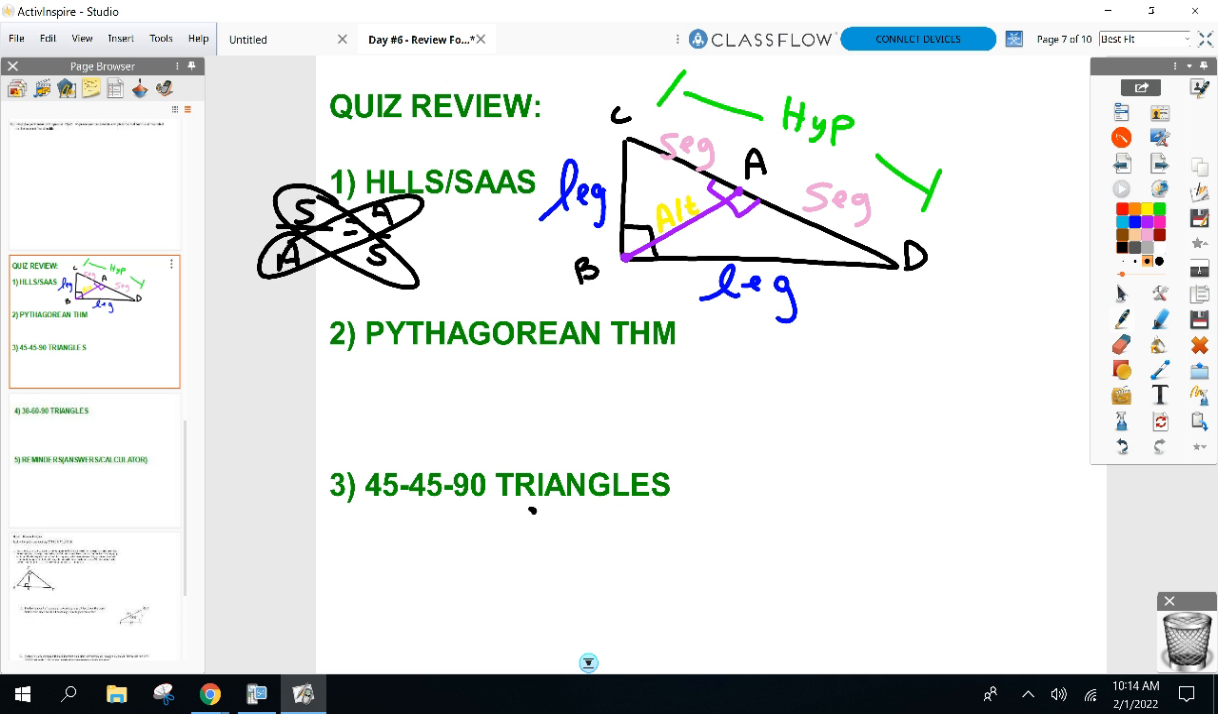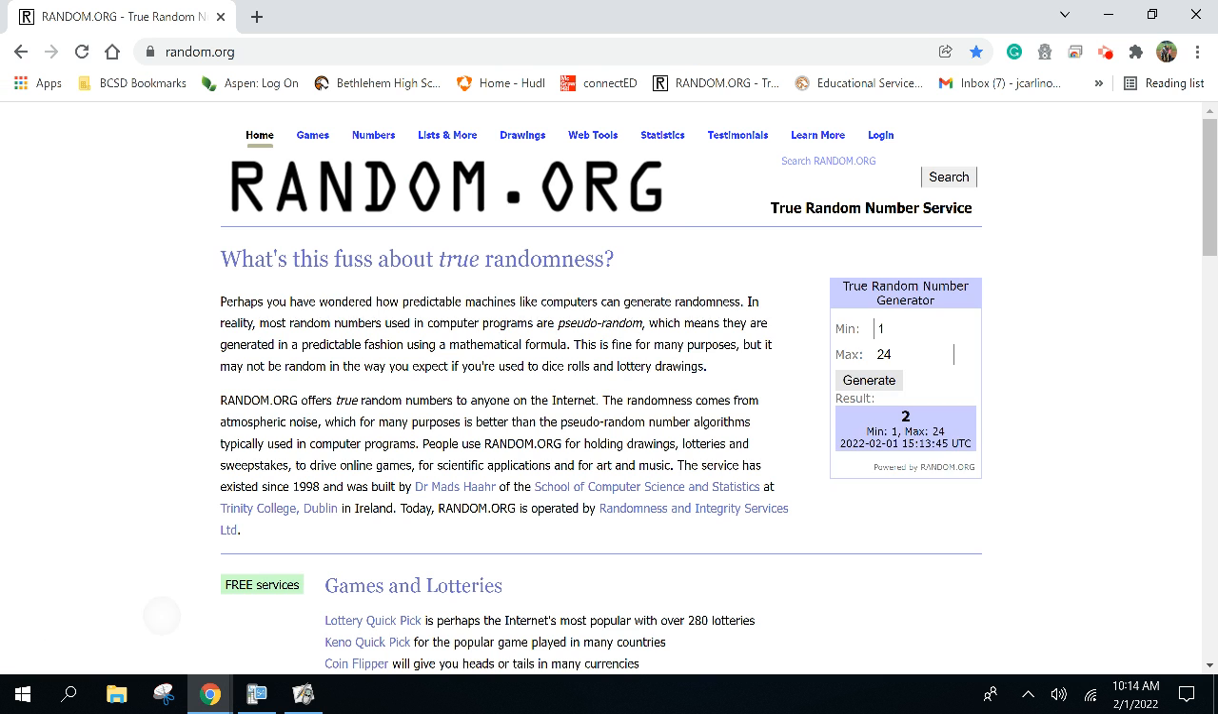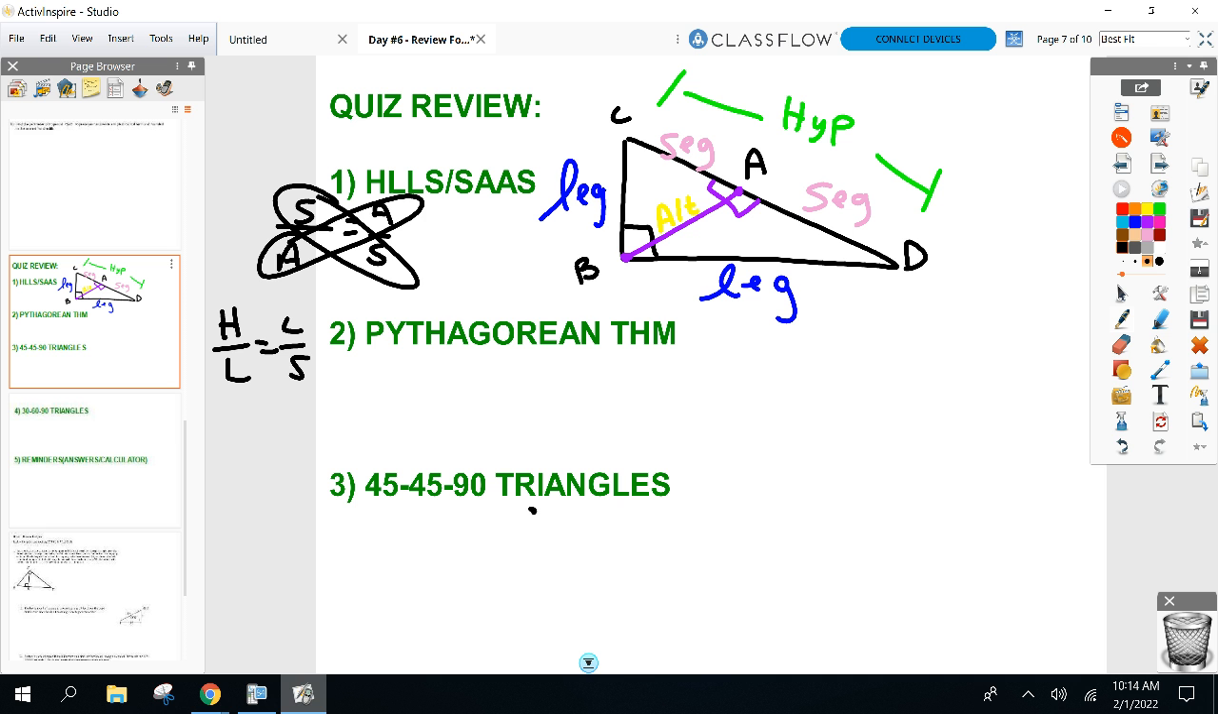Okay. Talk to me about Hills now. What's the story here with Hills? H, hypotenuse. Correct. L, leg. L, other leg or the same leg? Same leg. S, segment. Which one? Segment adjacent to the leg. Correct. Are we all good?